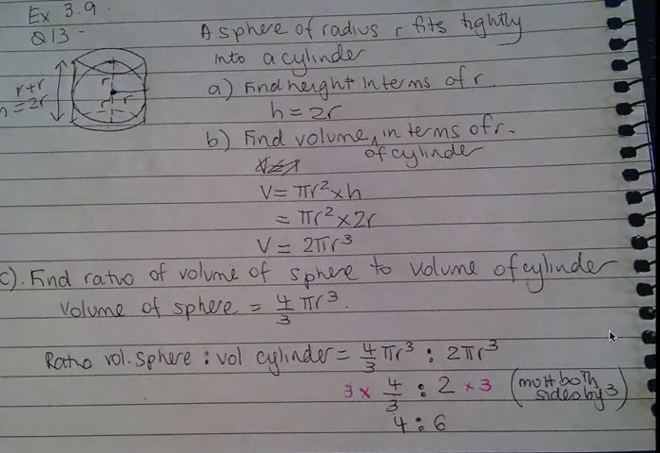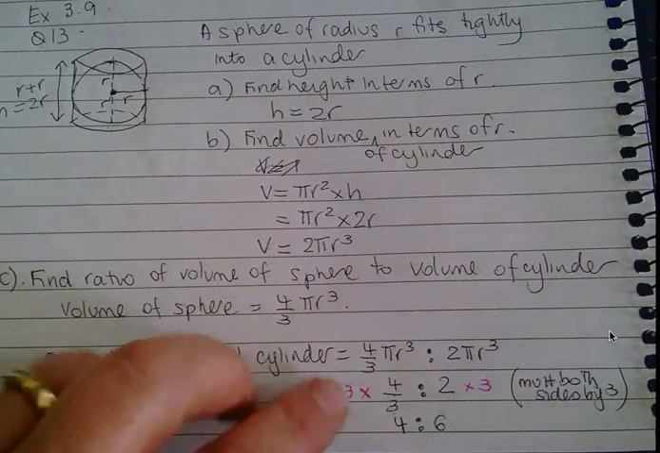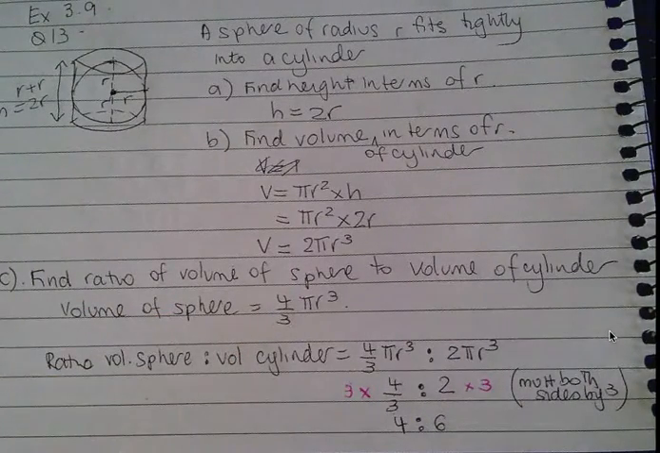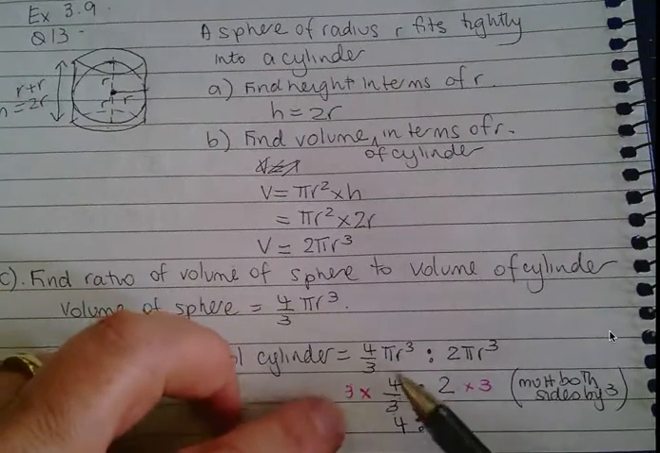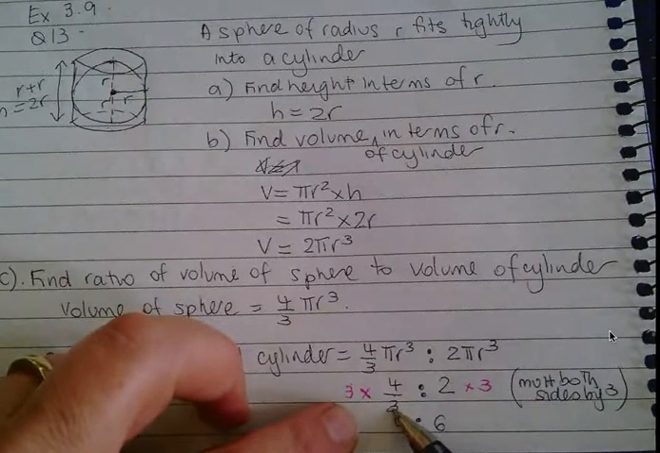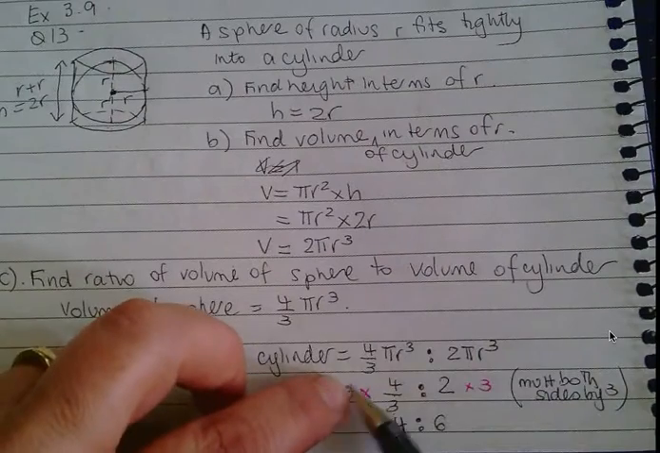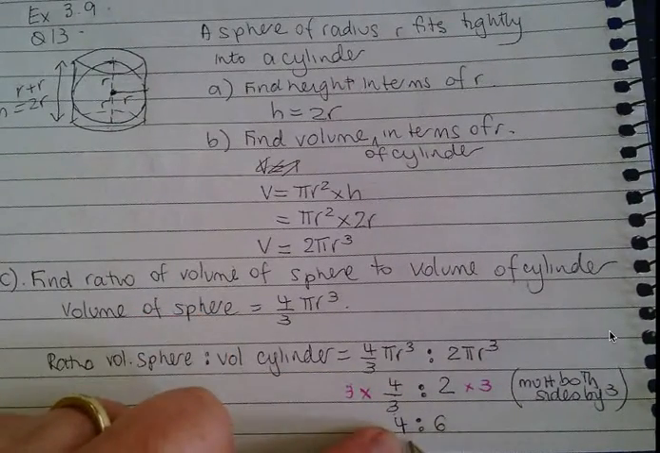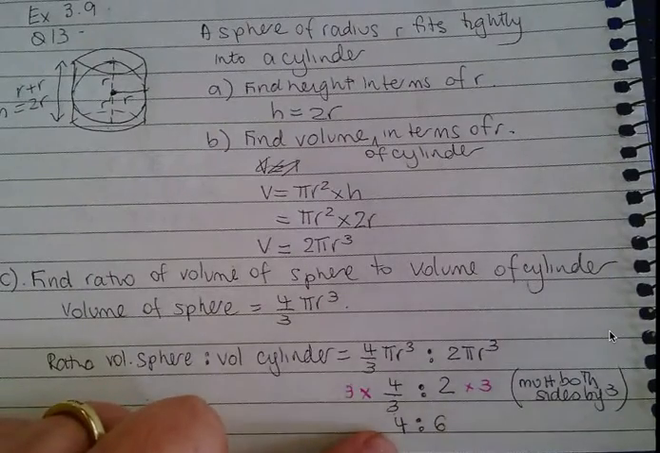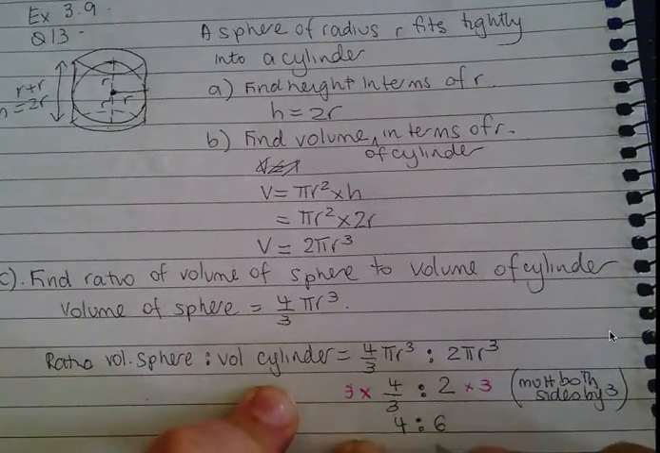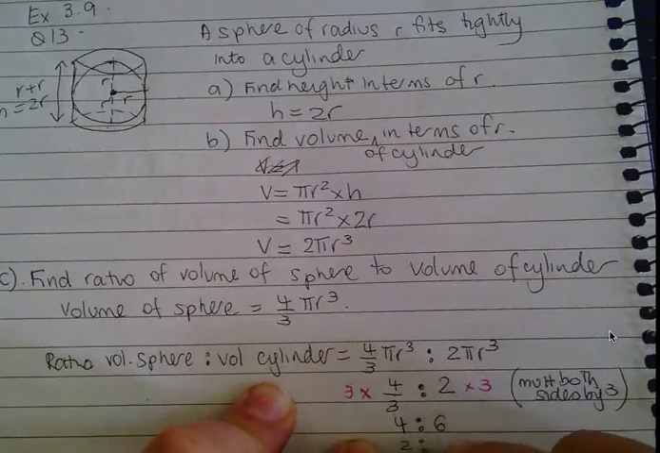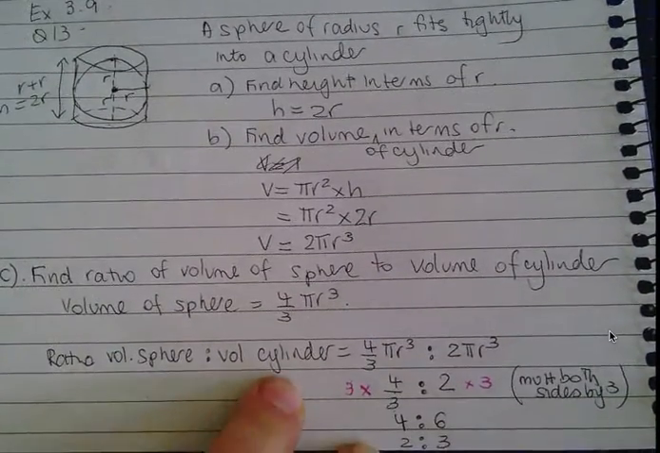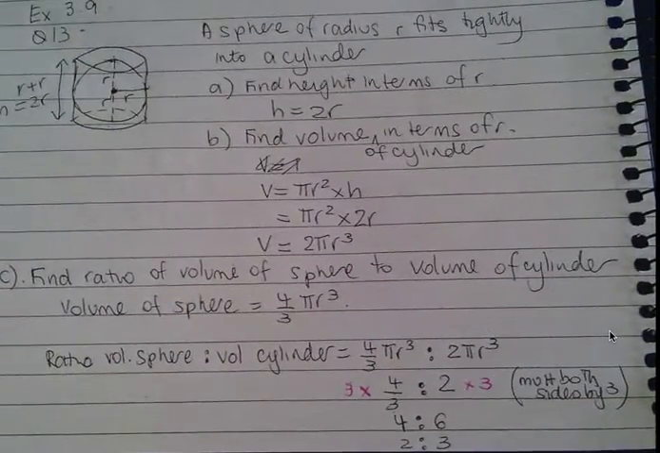If I want to simplify the ratio, I need to get rid of the denominator. We're not used to seeing ratios with denominators. How do you make that into a whole number? You would times it by 3. So you times this side by 3, because ratios are meant to be whole numbers. Now, what can you do to both these? Divide by 2. So the simplest ratio is 2 is to 3.